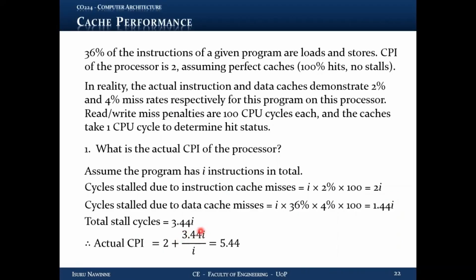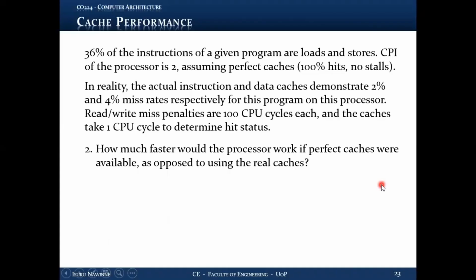3.44 I stalls total for I instructions. So for one instruction, you can divide it by I, and 3.44 cycles per instruction are going to be stalled. So actual CPI is 2 plus that, which is 5.44 cycles, right, per instruction. On average, our CPU will spend 5.44 clock cycles, considering we use these real caches, right? So compared to ideal caches, this looks quite slow, right?